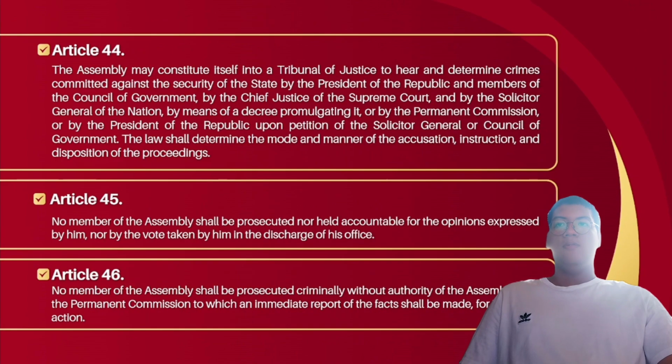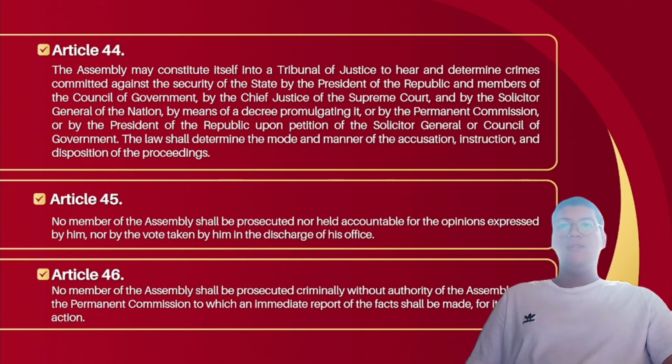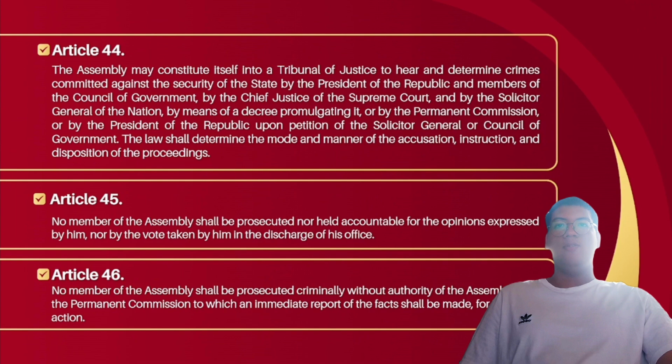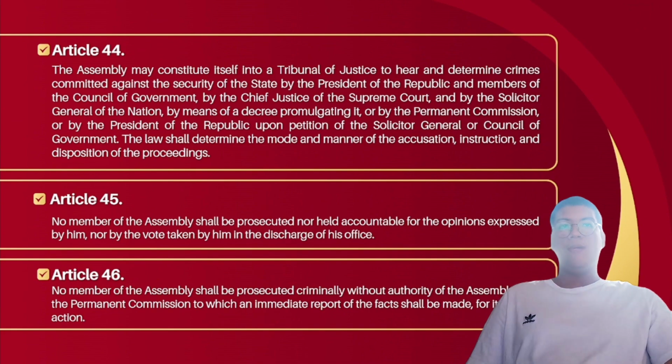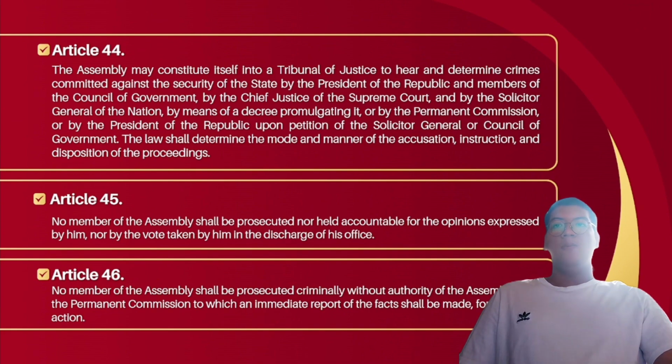Article 44. The Assembly may constitute itself as a tribunal of justice to hear and determine the crimes committed against the security of the state by the President of the Republic and the members of the Council of Government, by the Chief Justice of the Supreme Court, and by the Solicitor General of the nation by means of a decree, promulgated by the Permanent Commission or the President of the Republic. Upon petition of the Solicitor General or Council of Government, the law shall determine the mode and manner of the accusation, instruction, and disposition of the proceedings.